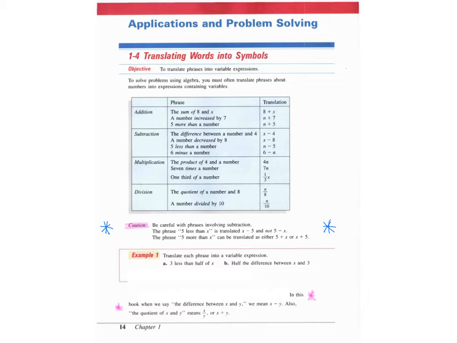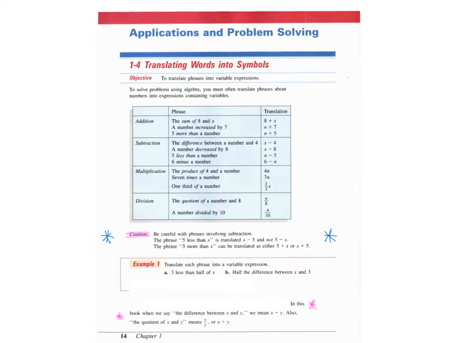So today we're going to cover lessons 1-4 and 1-5. We're going to learn how to translate words into symbols. It's going to be very important that you memorize this box and you understand what words mean addition, subtraction, multiplication, and division. Now, remember, when you are adding or multiplying two numbers, the order doesn't matter.